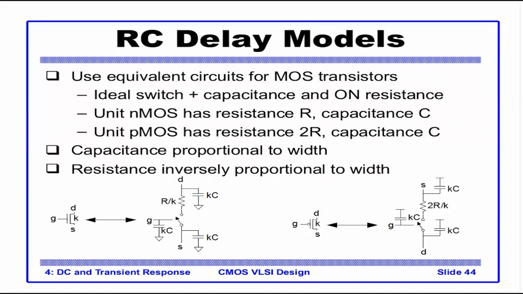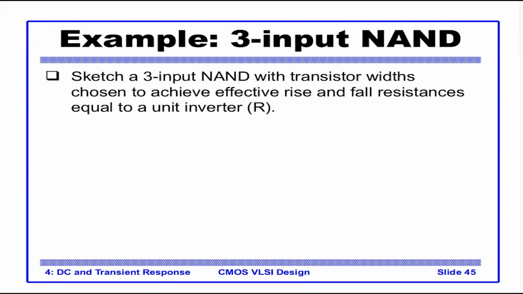So an NMOS of width K will look something like this. You have capacitance Kc at each of the 3 terminals, and you have the on resistance to be R by K. Similarly, PMOS will become 2R by K, with the capacitance remaining Kc. Let's again give an example of this. Let's see a 3-input NAND, and how we make sure that it achieves the effective rise and fall resistance equal to unit inverter R.